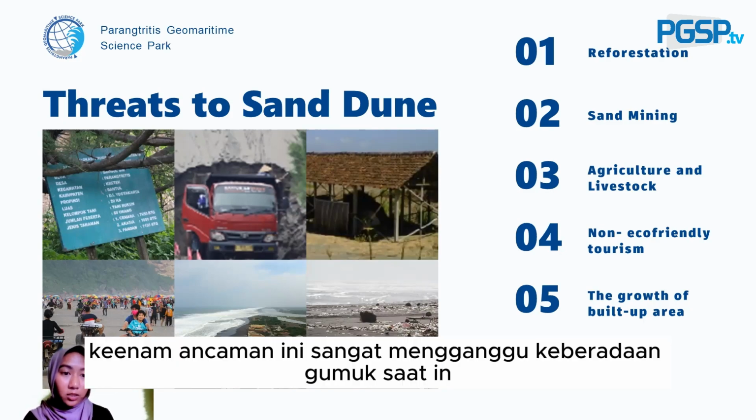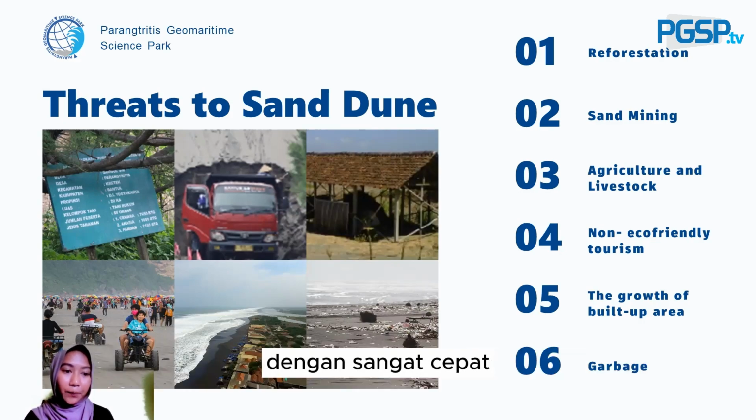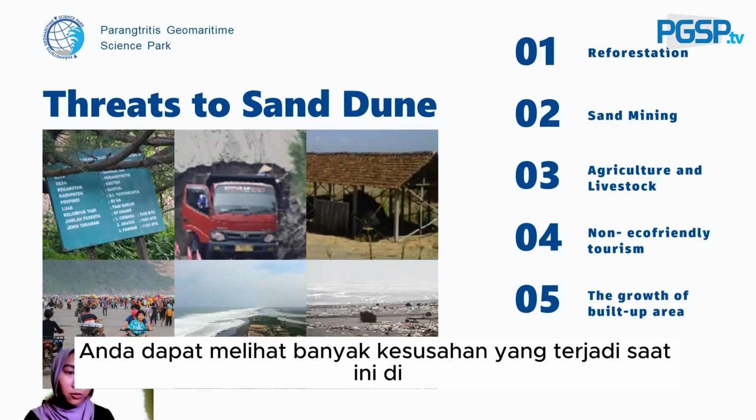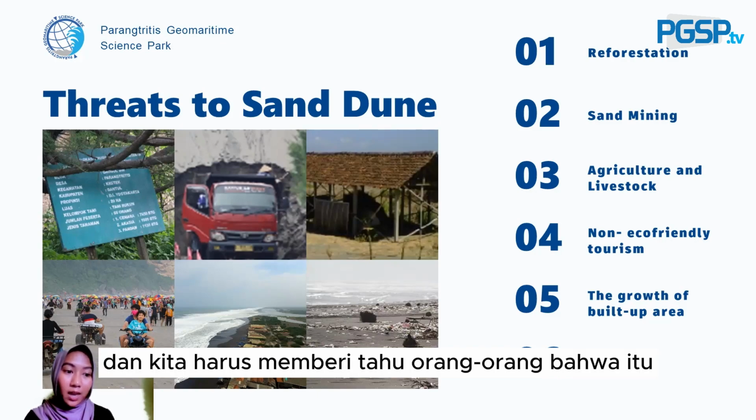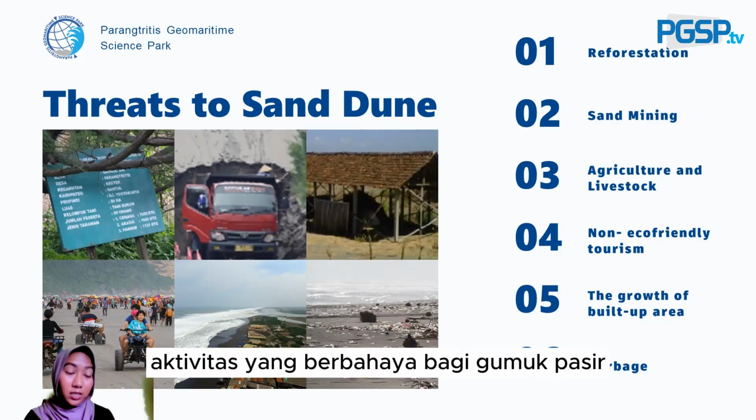All these six threats are very much alive right now. Most of them are happening very rapidly. You can see a lot of these threats going on right now in the Parangtritis Sand Dune area, and we have to tell people that it is such a dangerous activity for the sand dunes.